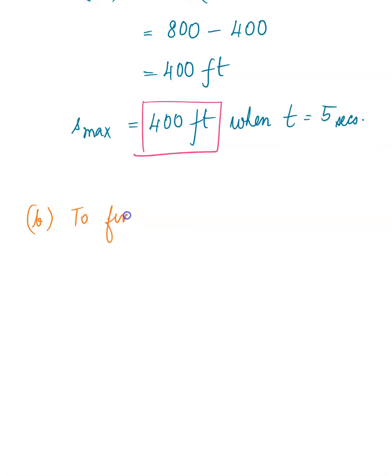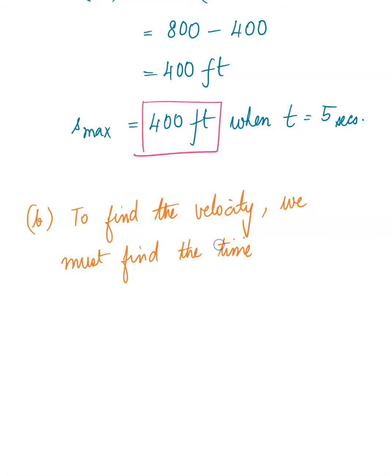So we need to find the velocity. We must find the time it takes, because once we find the time, we can plug that into the velocity function and find the velocity. So we need to first find the time it takes to reach that 256 feet, up and down.